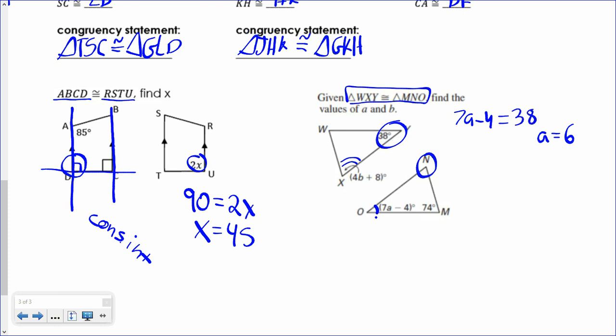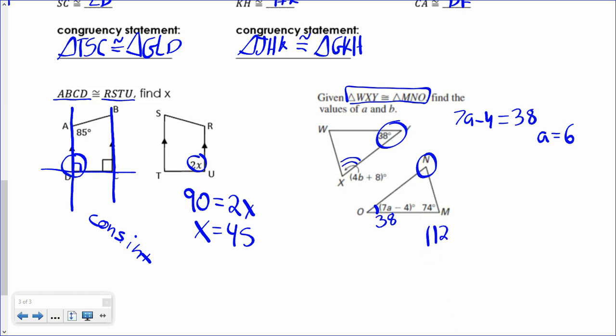Which equals 38. Right now we're trying to find the measure of n because we don't know it. So we plug a in, which we just found. 38, what's 38 plus 74? 112. Yeah, 112.